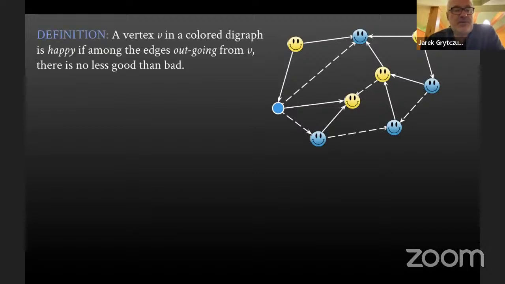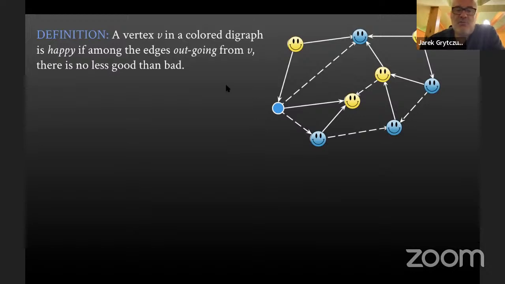But now we change the definition of happiness of a vertex, because we have 2 kinds of neighbors. There are out neighbors and in neighbors, or if we speak about edges, there are edges outgoing from the vertex and incoming to the vertex.